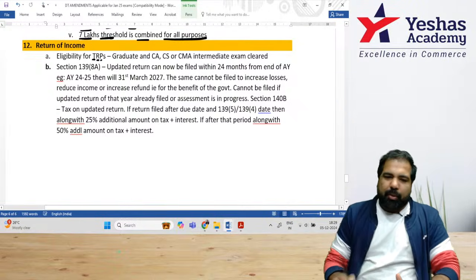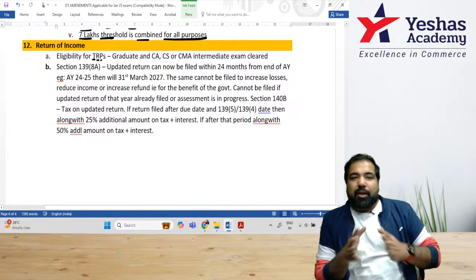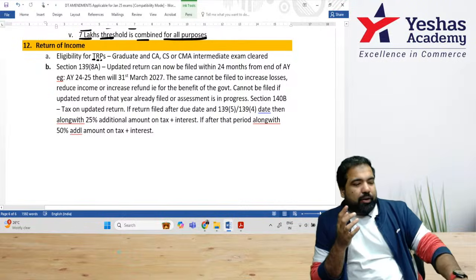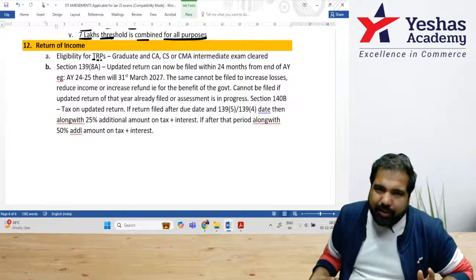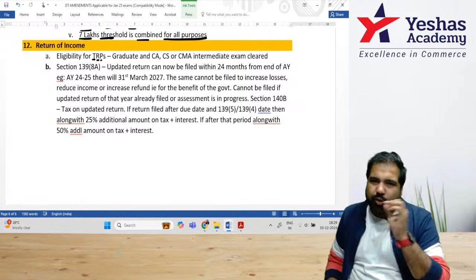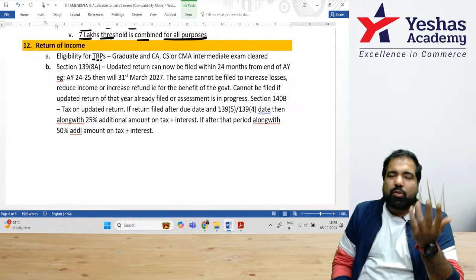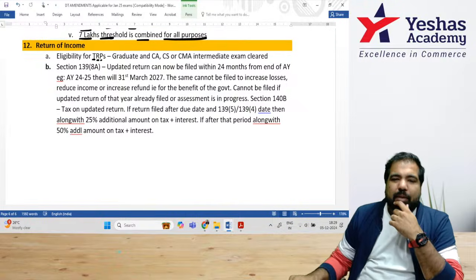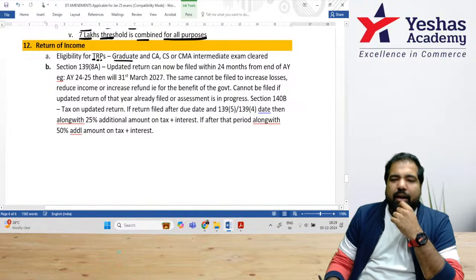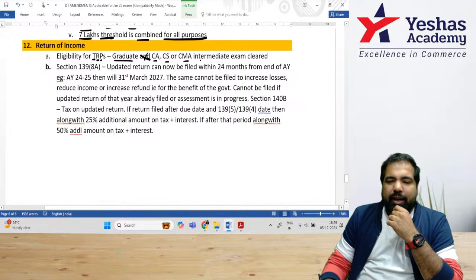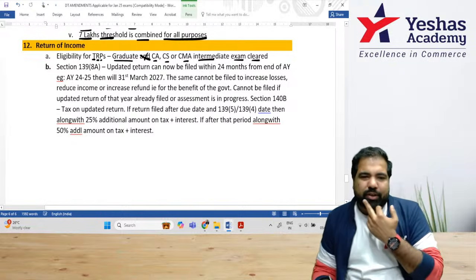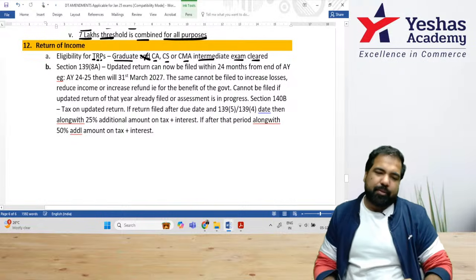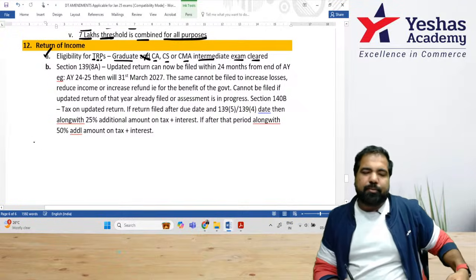Tax return preparers. I want to file my return, but I don't want to go to a CA, they're expensive. So, can I go to a TRP? Yes, you all know about TRPs. I've also given you a handwritten note. But what is the qualification for a TRP? A TRP has to be a graduate, or he has to be a CA, CS, or CMA inter-level cleared. So, if you're a CA, CS, CMA inter-level or a graduate, then you can become a tax return preparer. That's one small thing that I added here.